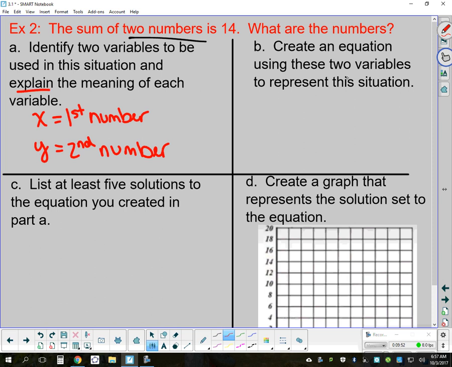Part B, create an equation using these 2 variables to represent the situation. Well, it says the sum of the 2 numbers is 14. Sum, hopefully you know, means the operation of addition. So if we add these two numbers, we have to equal what? We have to equal 14. There's the equation. List at least 5 solutions in the equation you created in part B.